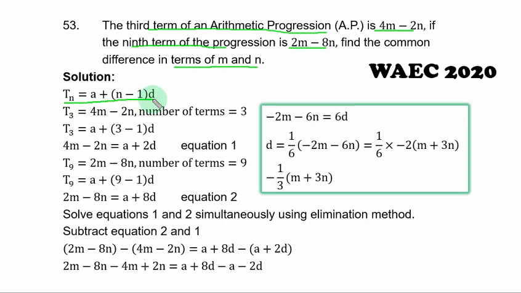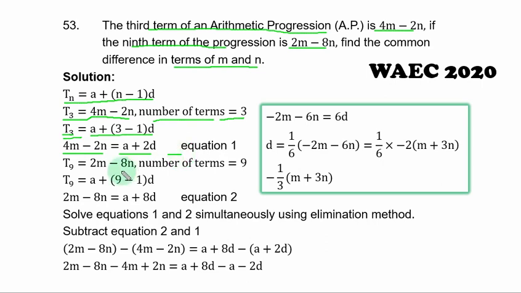From the question, the third term t sub 3 is equal to 4m minus 2n. At this point, number of terms n is equal to 3. So t sub 3 is equal to this. You replace n by 3, number of terms. Now, t sub 3 is 4m minus 2n. That is equal to a plus 2d. You call that equation 1.